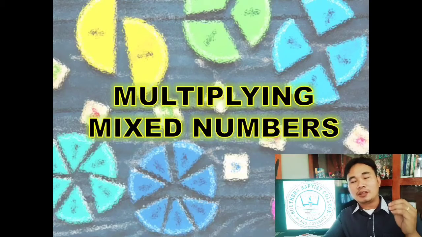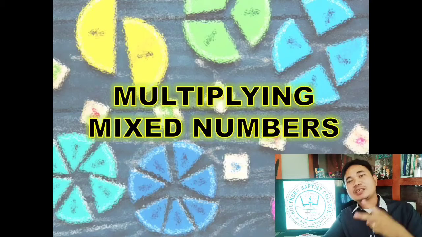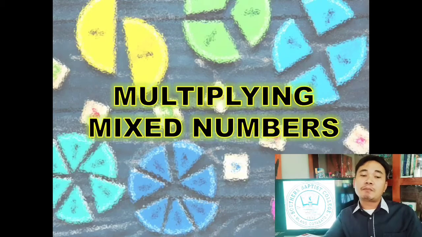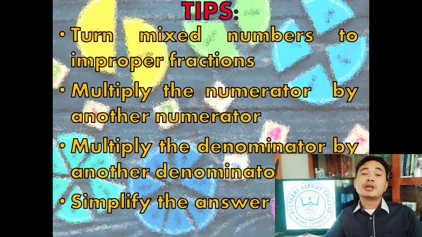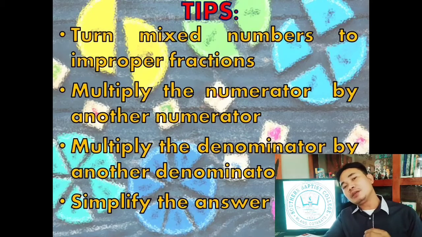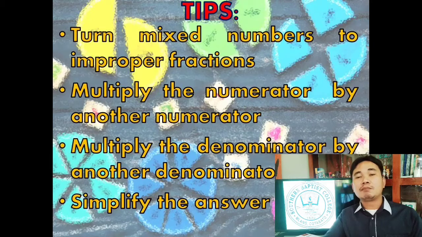Multiplying fractions, multiplying mixed numbers. Just like in multiplying fractions, you remember three things. But now, in multiplying mixed numbers, you must remember four things. So, this is also considered as tips. In multiplying fractions, the first step is simply to multiply the numerator by another numerator. But in multiplying mixed numbers, the first thing that you are going to do is to turn mixed numbers to improper fractions. So, gagawin mo, ang mixed number, gagawin mo siyang improper fractions.